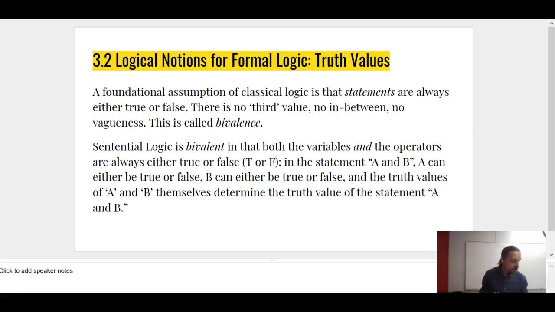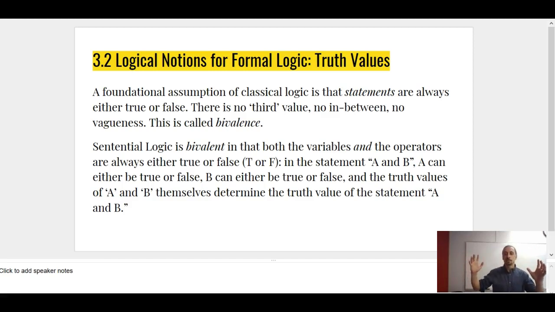One of the foundational assumptions of classical logic is that statements are always either true or false. There's no third value. There's no in-between. There's no vagueness. This assumption is called bivalence. Sentential logic is bivalent in that both the variables and the operators are always either true or false. In the statement A and B, A can either be true or false, B can either be true or false, and it's the truth values of A and B themselves which will determine the truth value of the statement A and B.